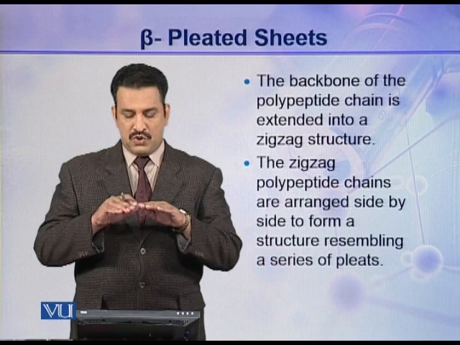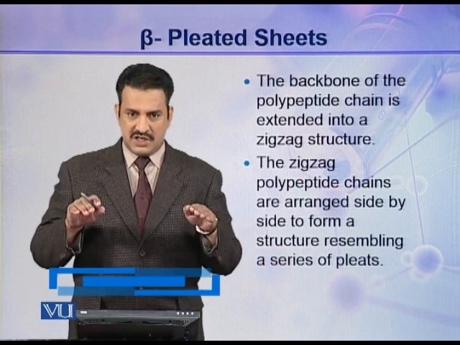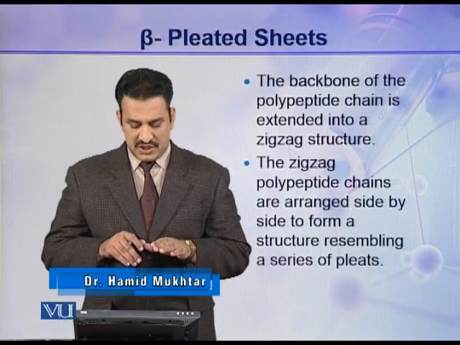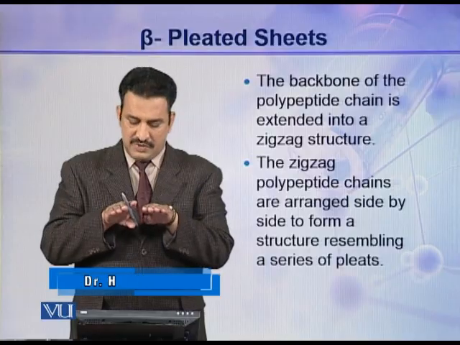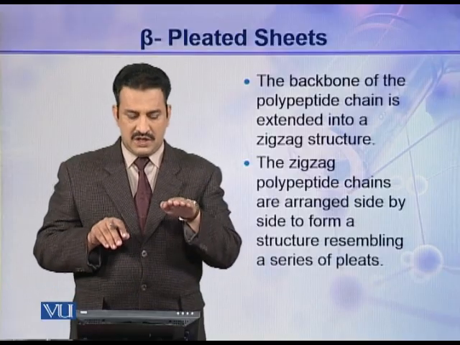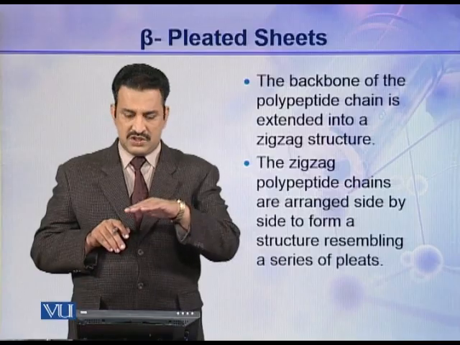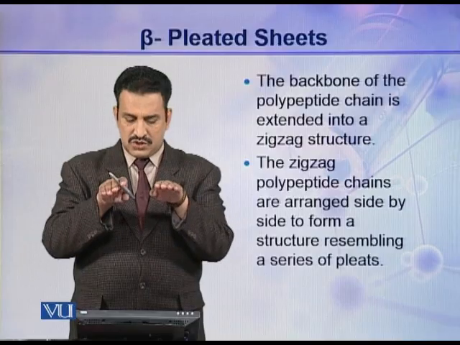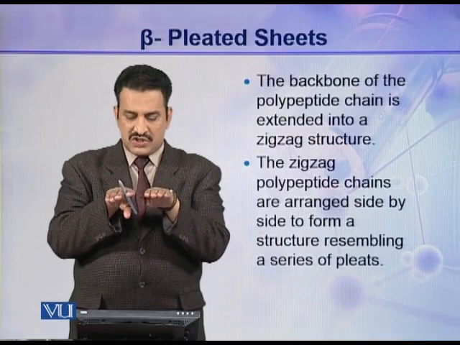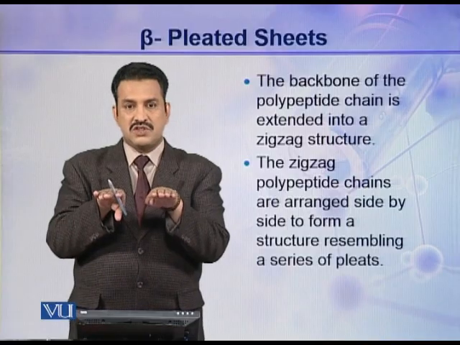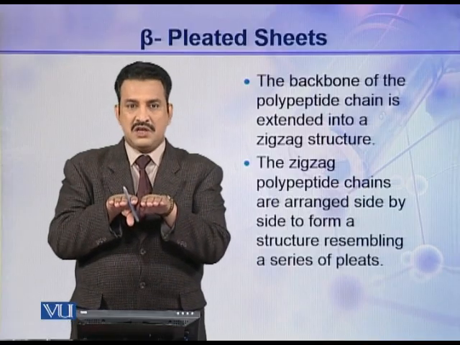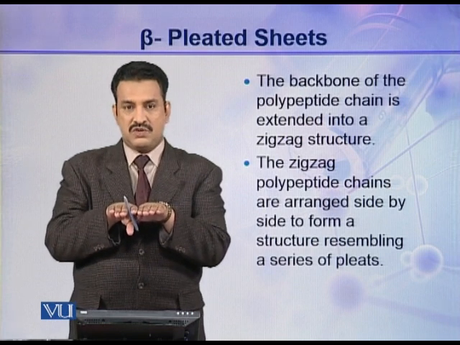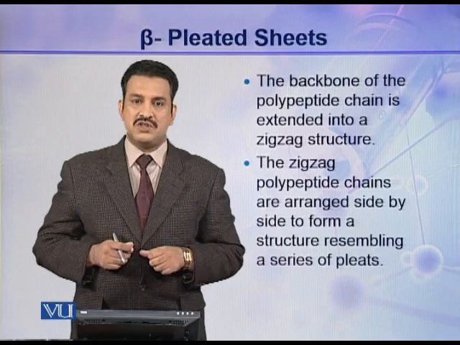A polypeptide chain is arranged in a zigzag manner, and the zigzag polypeptide chains are then arranged side by side. For example, one polypeptide chain is zigzag, and the other one is also zigzag, and these two chains are arranged side by side. When arranged side by side, they resemble a pleated sheet. That's why these structures were called beta pleated sheets.